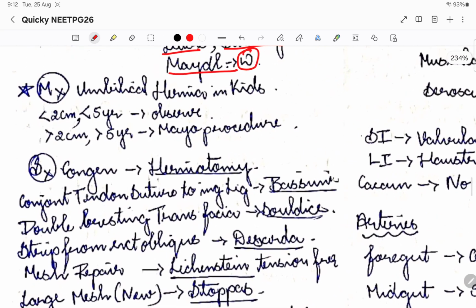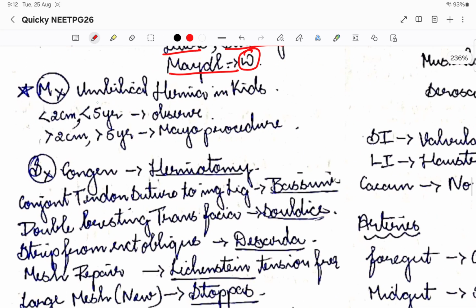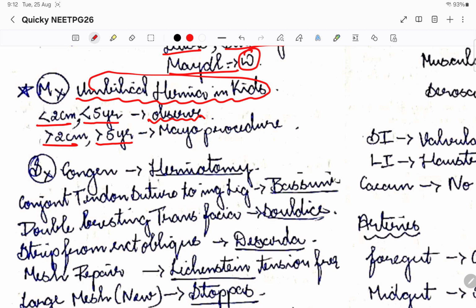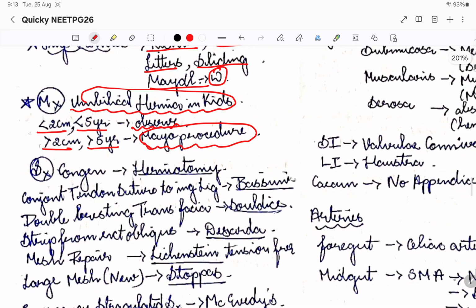Then coming to management, if it is umbilical hernia in kids, what are we going to do? If it is less than 2 centimeter and the child is less than 5 years, we are going to observe the patient. If it is more than 2 centimeter and the kid is more than 5 years old, we are going to do a procedure called Mayo procedure. Basically we are tightening the muscles with respect to umbilical hernia. This is what we do with respect to umbilical hernia in kids.